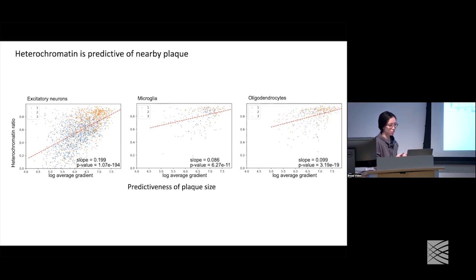Because I mentioned before that we hypothesized this heterochromatin ratio is related to the predictiveness of plaque, we also directly associate the heterochromatin ratio in each cell to the predictiveness of that cell to a nearby plaque. And you can see that in all 3 different cell types, regardless of whether it's neuron or glial cells, there's always a significant positive correlation between the heterochromatin of the cell and the predictiveness of that cell to a plaque nearby. With a higher heterochromatin ratio, it's more predictive of a plaque nearby.